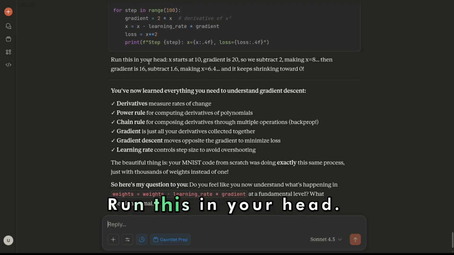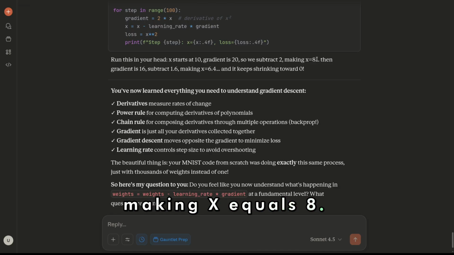I don't feel like it. Run this in your head. x starts at 10, gradient is 20, so we would subtract 2, making x equals 8. Then gradient is 16, subtract 1.6, making x equals 6.4, and it keeps shrinking towards 0.